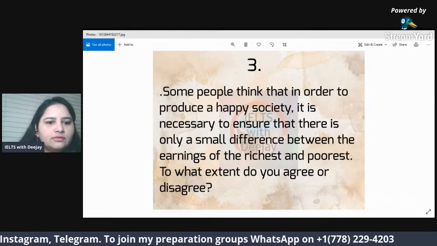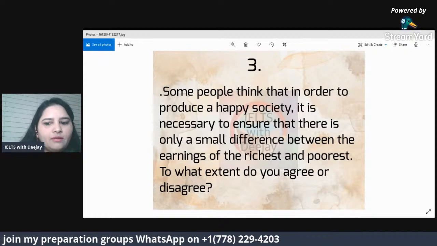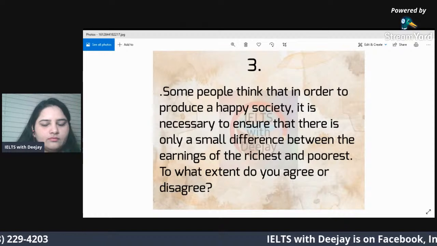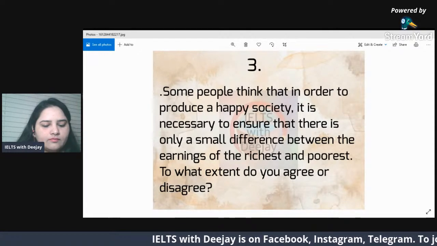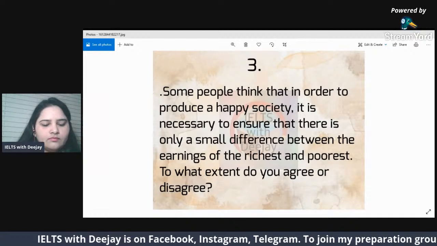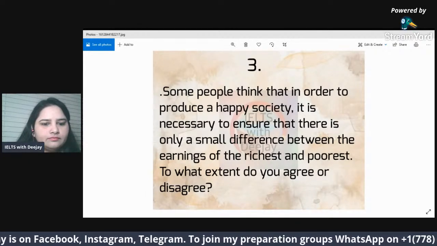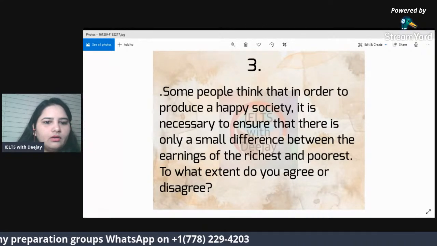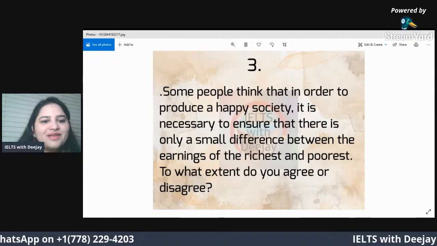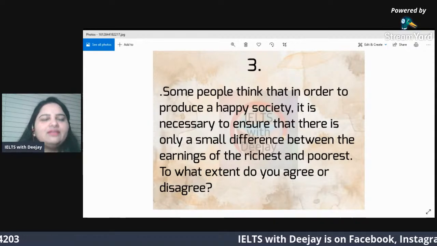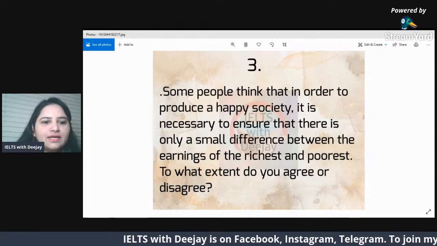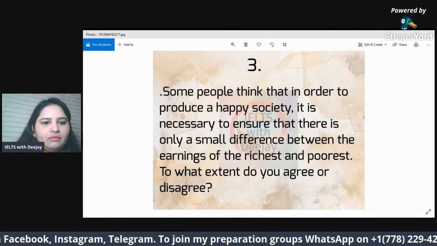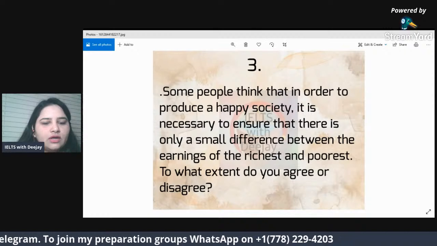What can be used for some people? For some people, what can be used? Some people, group of people. Does it mean some people? You can say a handful of people. For group of people, for some people, you can say a handful of individuals, a handful of people.